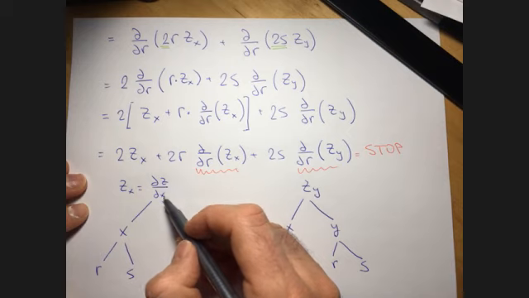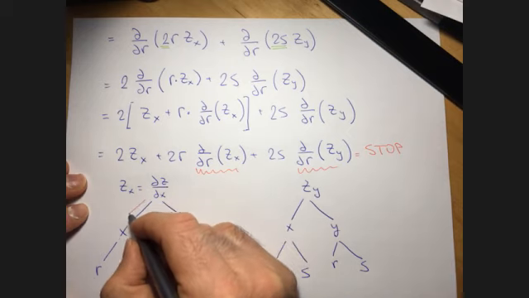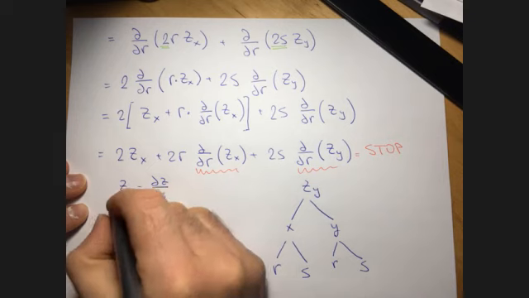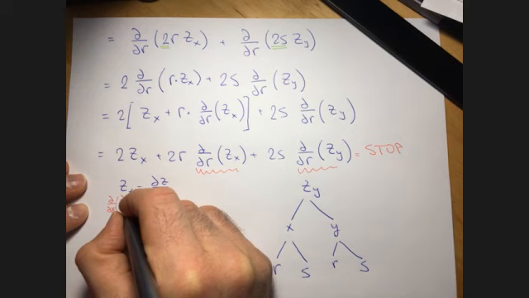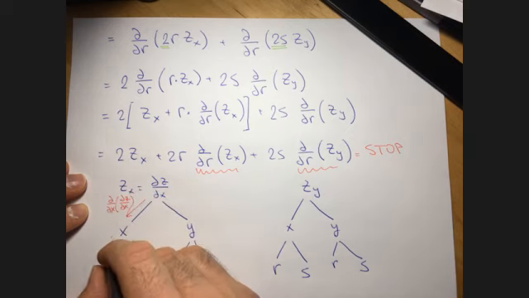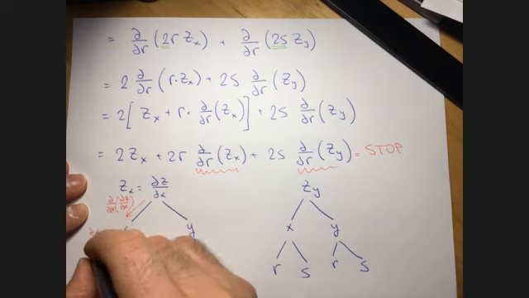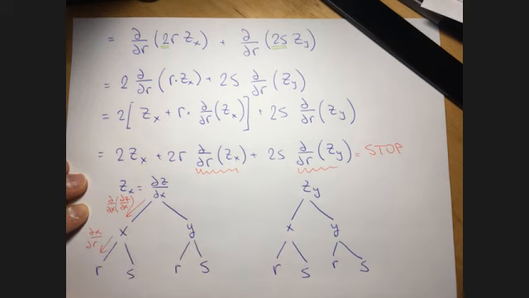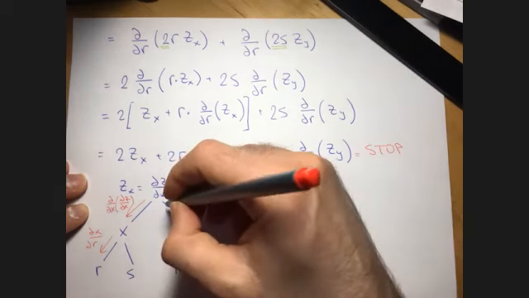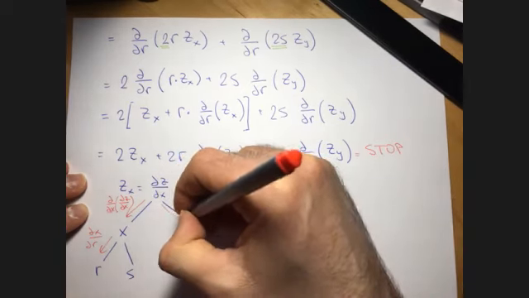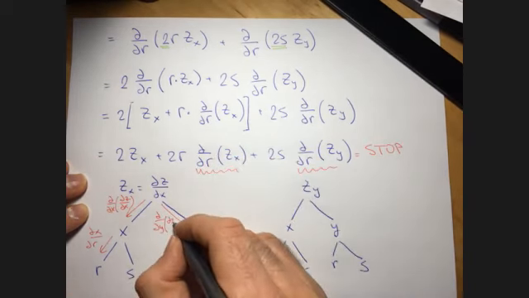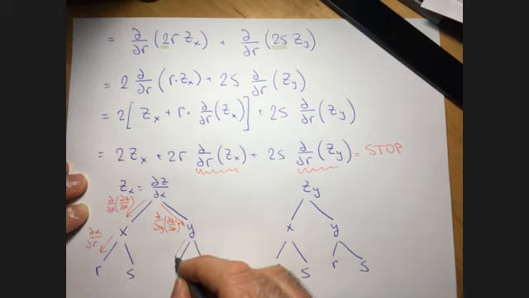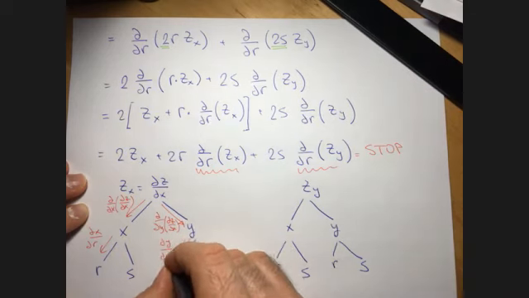So finding partial r of partial z partial x, I have to find this derivative right here, which is going to be partial x of partial z partial x times partial x partial r plus partial y of partial z partial x times partial y partial r.